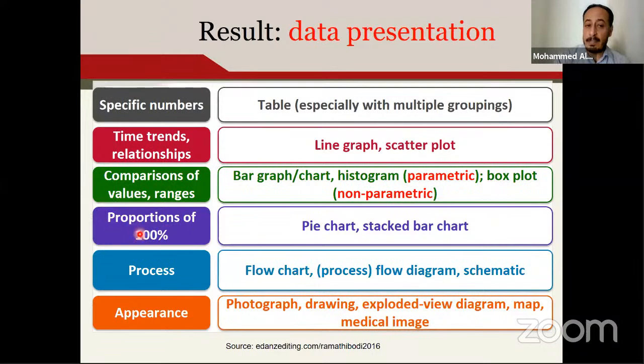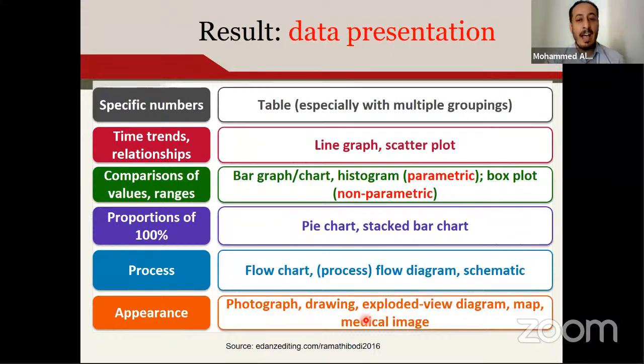If your data is proportion or percentage, use a pie chart. If it's a process, it's better to have an illustration like a flow chart or schematic or flow diagram, like a signaling pathway. If it's appearance, like in histopathology, or you have an image, it's better to use a drawing or photograph.